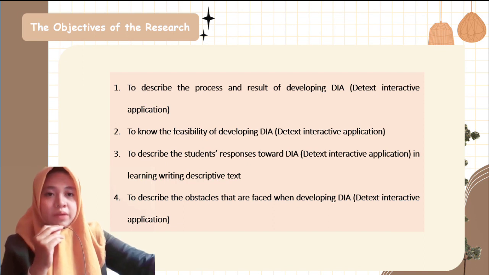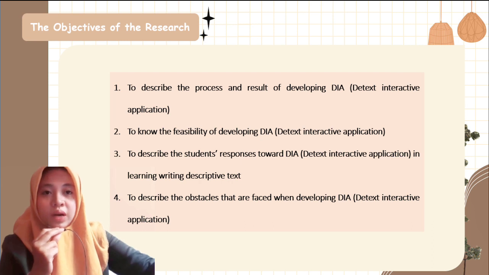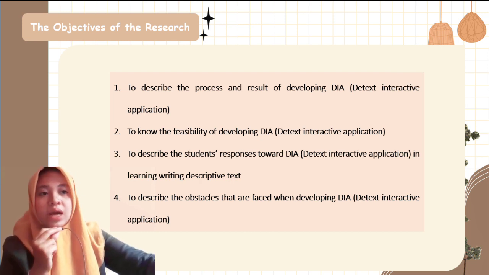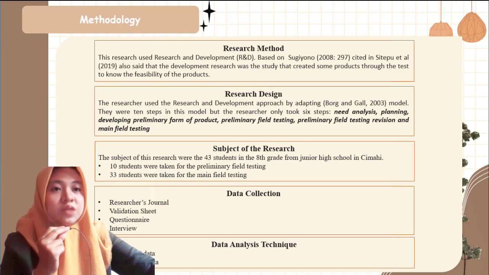It's the objective of the research. There are 4 objectives of the research. The first one is to describe the process and result of developing DIA. The second one is to know the feasibility of developing DIA. The third one is to describe the student responses toward DIA. And then the last one is to describe the obstacles that are faced when developing DIA, the Detext Interactive Application. Next is methodology.